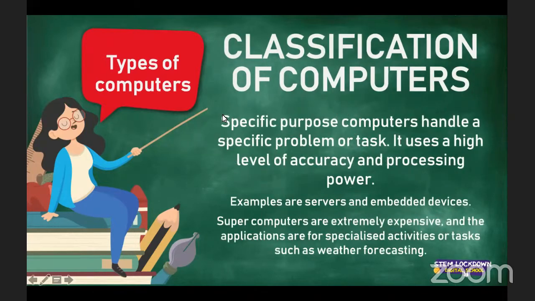Cool. So then we're going to look at specific purpose computers or dedicated computers. And these handle a specific problem or task. It uses a high level of accuracy and processing power. So examples of this would be a server or an embedded device. So supercomputers are extremely expensive, and the applications are specialized activities or tasks, such as weather forecasting.